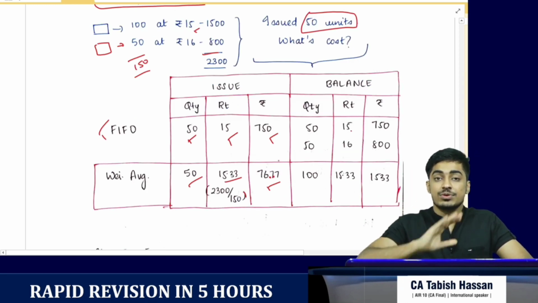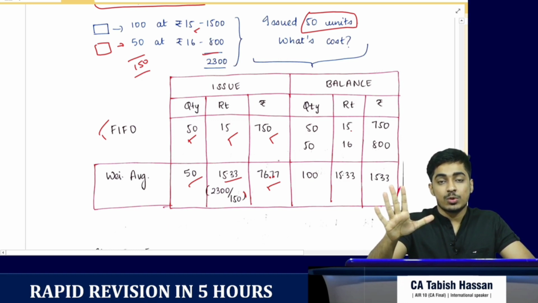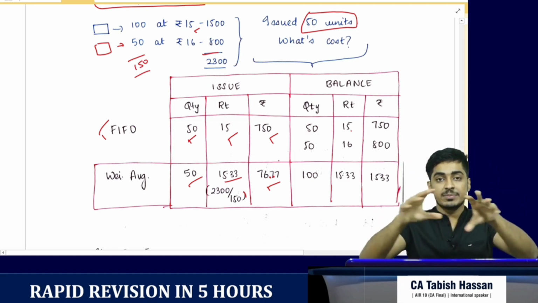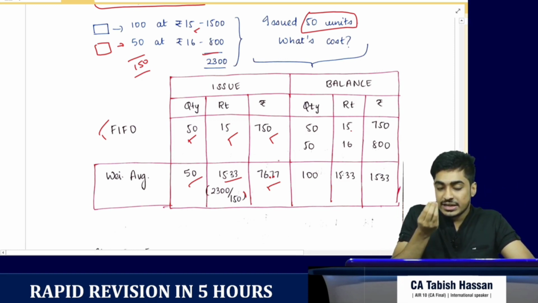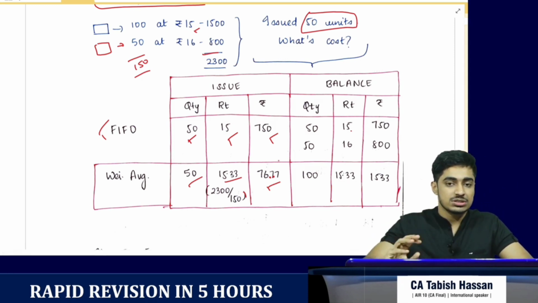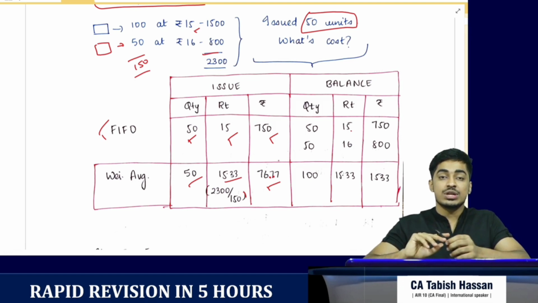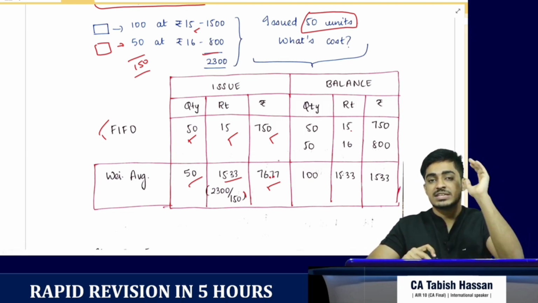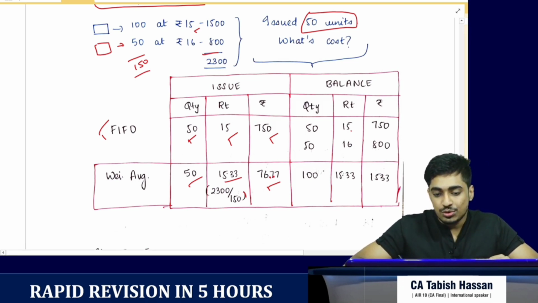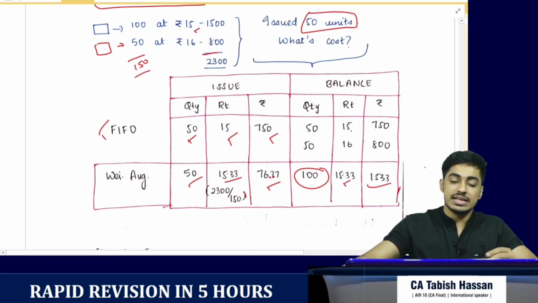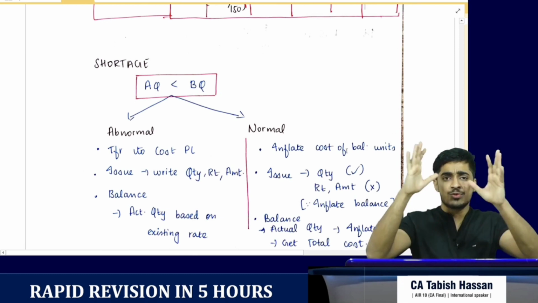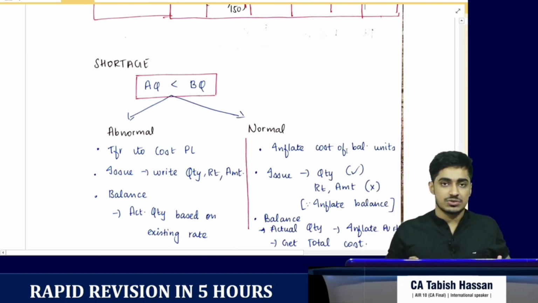In weighted average, we don't take the individual rates. What we do is take the total cost, divide by the total units, and get a weighted average rate. So the 50 units, I've issued at the weighted average rate. I get the issue cost. And for the balance also, I don't look at the amount purchased at the first rate and second rate. I see that totally I have 100 units at the weighted average rate. I get the amount. Clear with this? This is how we go on solving the stores ledger question.